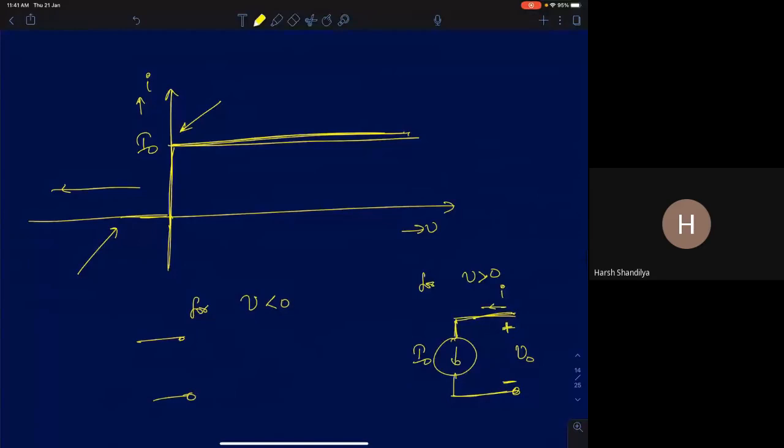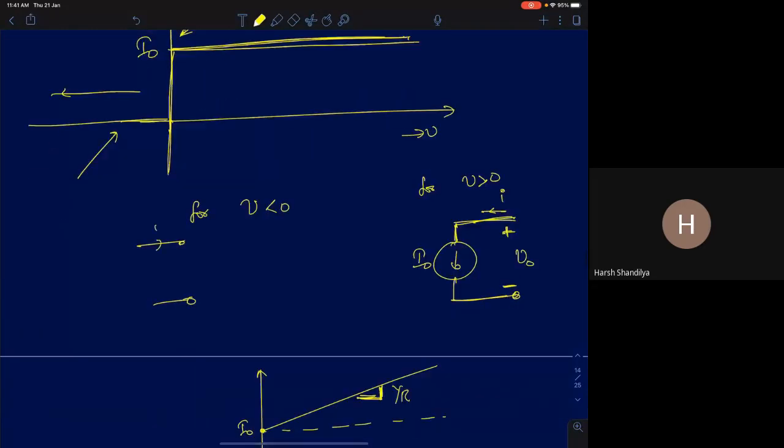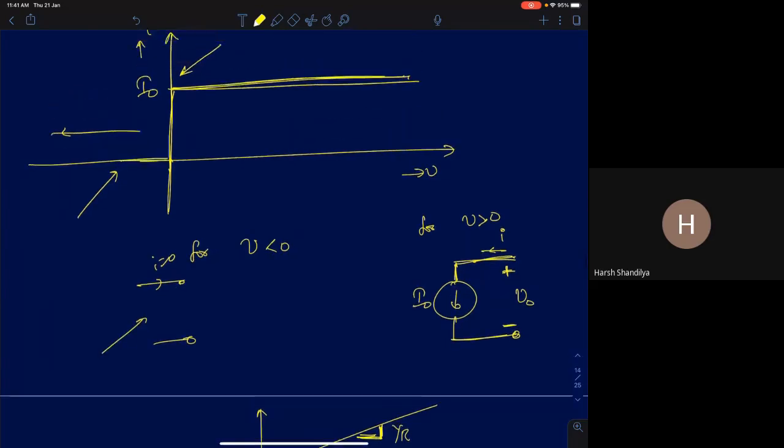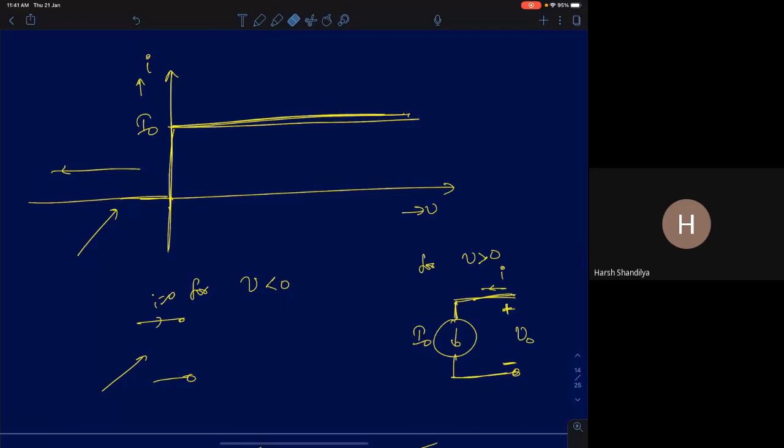Is that okay with everyone? For V less than 0, if current is 0, then it's an open circuit. If you don't have any current, that's an open circuit. For V greater than 0, can I say it's a current source? Because no matter what the voltage is, the current is always constant. So for V greater than 0, it's a current source. That's how I've written it here. Look at the direction; I have shown the direction of I naught this way.